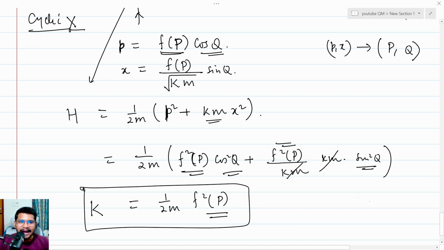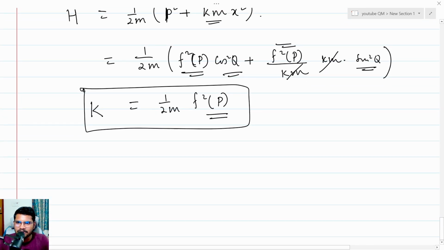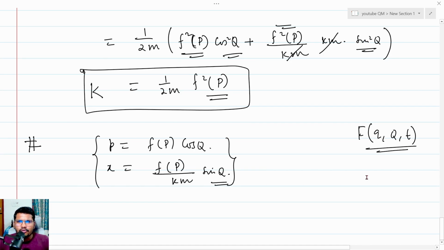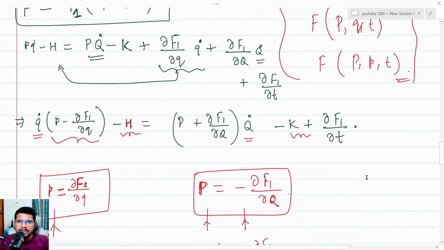And from here, I can easily construct what is the generating function. What would be the generating function that can produce this type of transformation? It's pretty simple, right? Now it's pretty simple. Then how can we just do it? Well, because P is equal to f of P cos Q, right? And similarly, I took f of P by km, right? This is what I've done. And this is going to be sine of Q. Now we found that there is some relation that is there. Now you see why I'm using that particular relationship.